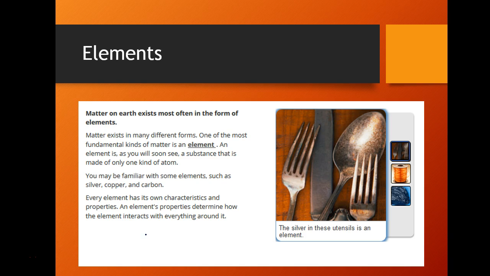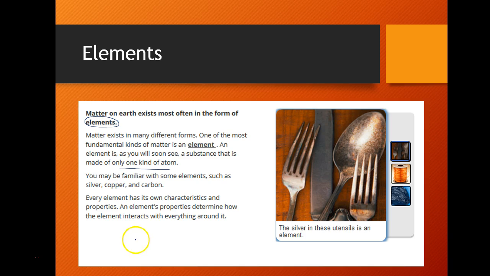Matter on Earth exists most often in the form of elements. So this is one of the key words that you need to know for this lesson. Elements are one of the most fundamental kinds of matter. An element is, as you will soon see, a substance that is made up of only one kind of atom. So again, an element is made up of only one kind of atom.